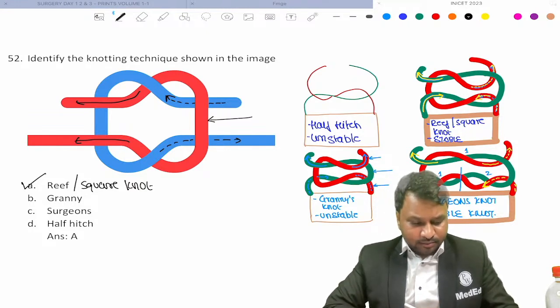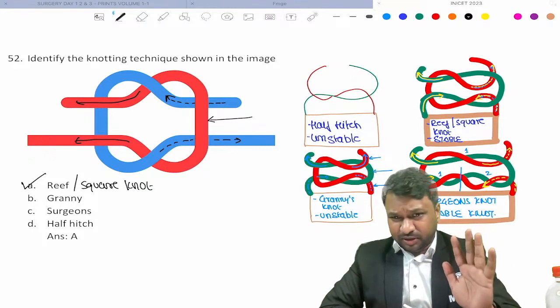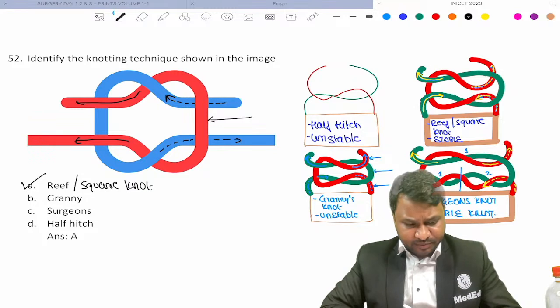Clear, guys? See, there are other knots also, like Aberdeen knot and all. They will not be asked in your exam. They'll ask only this.